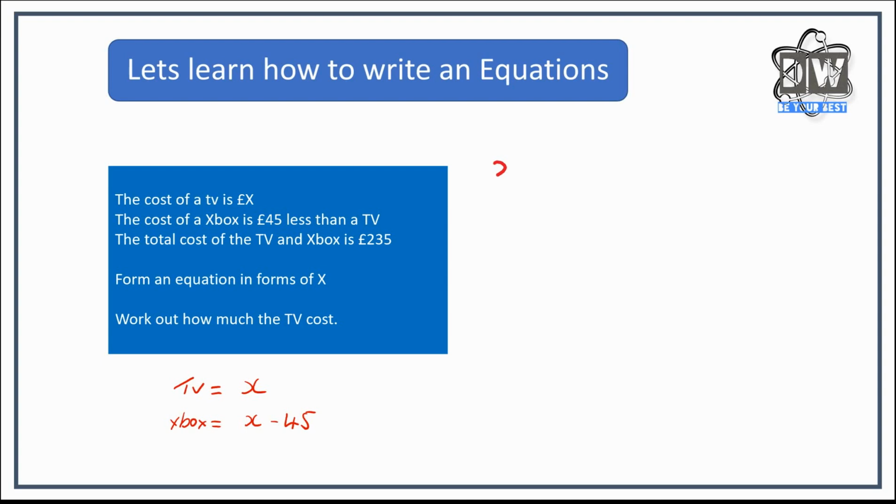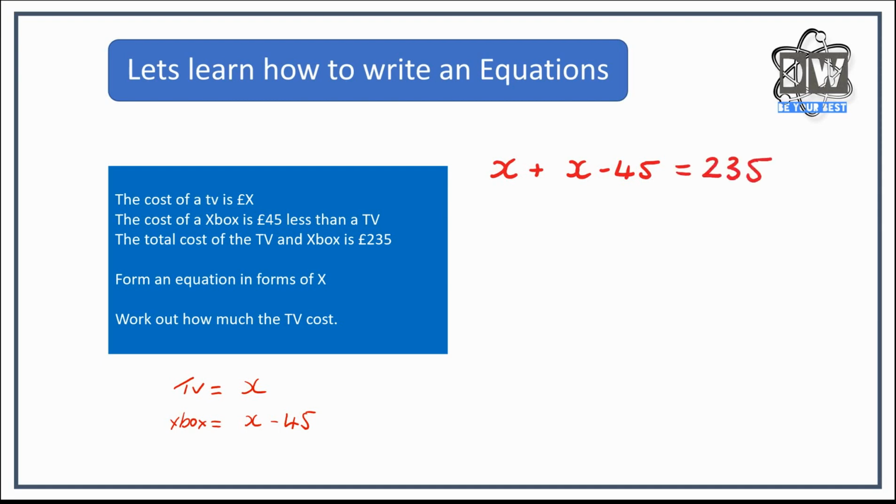So let's write down that now. So we have X, which stands for the TV, and we have plus, because it's the both of them, Xbox, which is X minus 45. That makes perfect sense, doesn't it? We've got a TV, and the cost of the TV is, we don't know. We've got an Xbox, but the cost of that is minus 45, because it's that. We should know that.